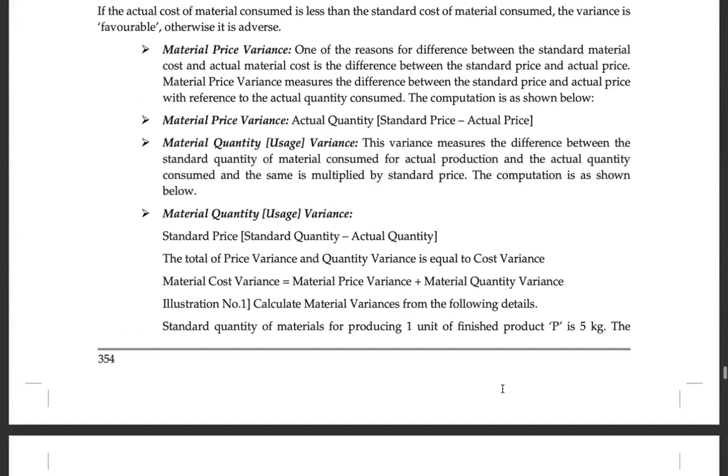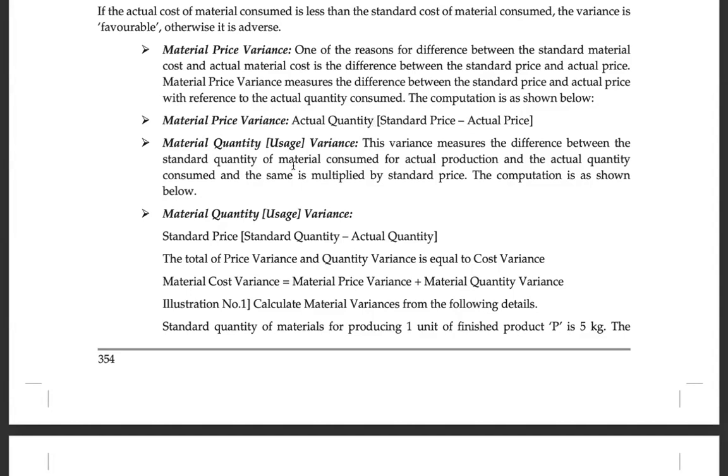The formula for material price variance is actual quantity into standard price minus actual price. The difference is taken between standard price and actual price, and it is multiplied with the actual quantity. Then you get material price variance. It is the price variance. The quantity is actual quantity.